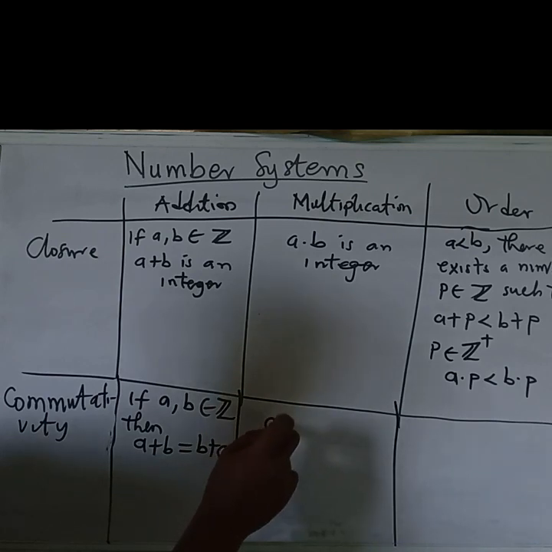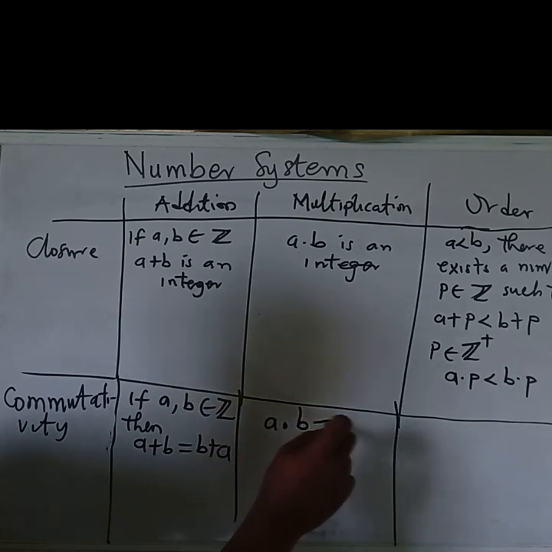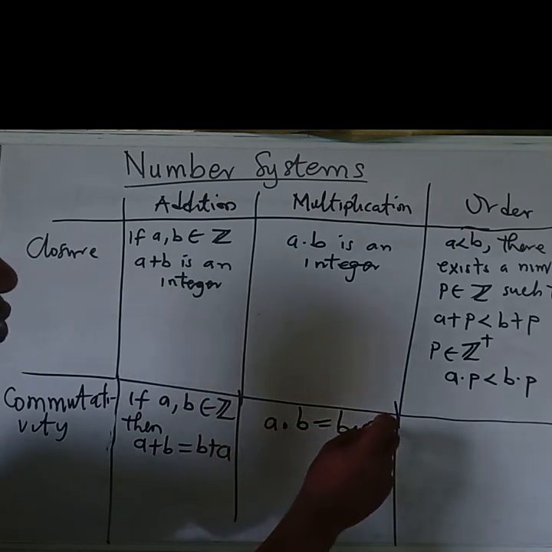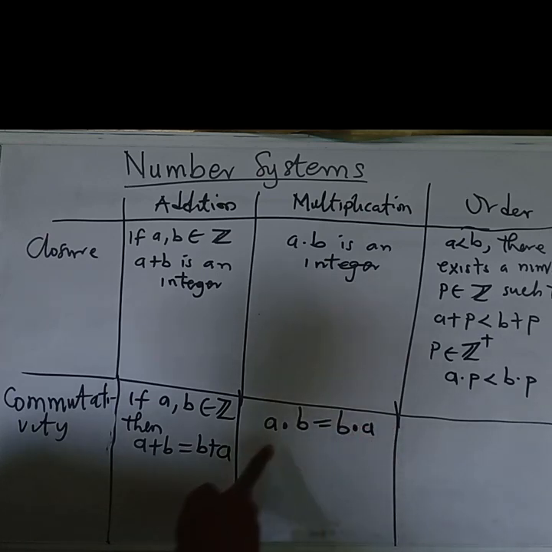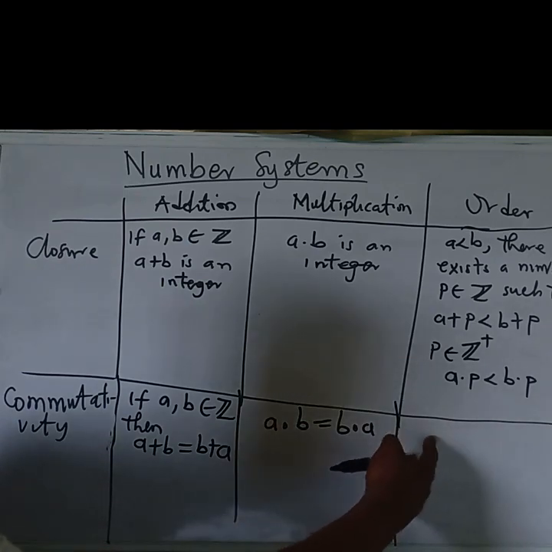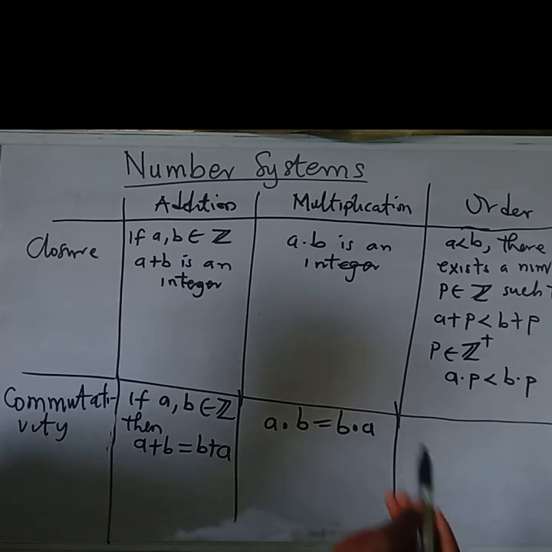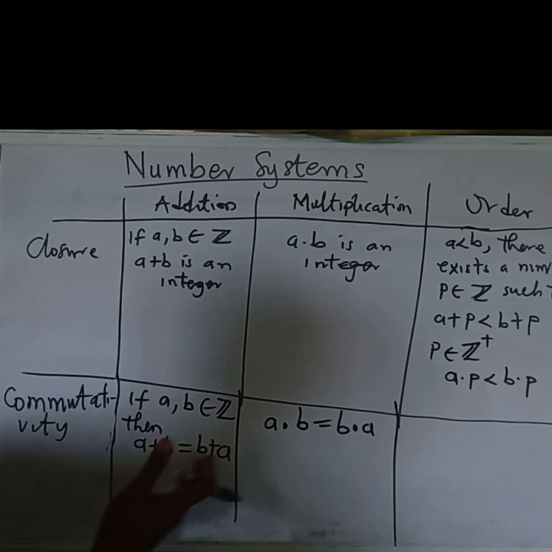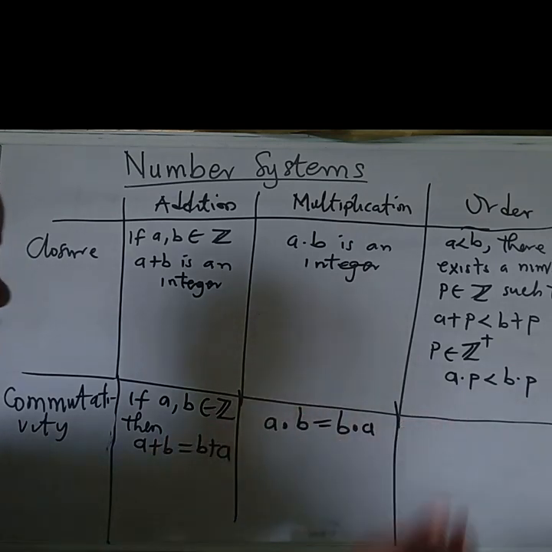And the same thing happens for multiplication. It is commutative under multiplication. This is for addition, and likewise for multiplication. It is obvious, since we have the same order for the two.